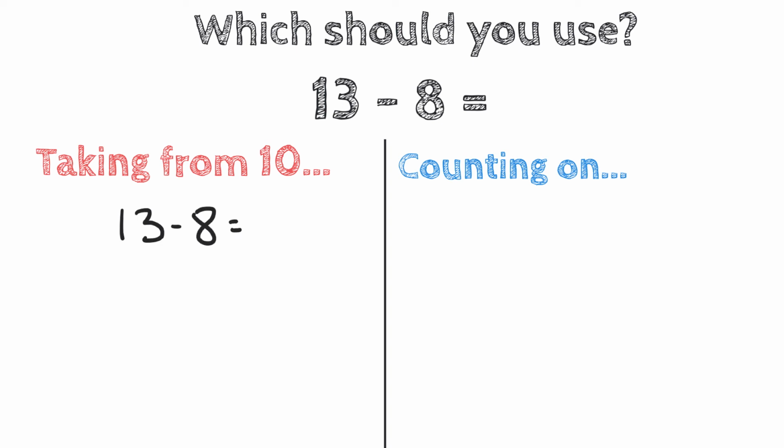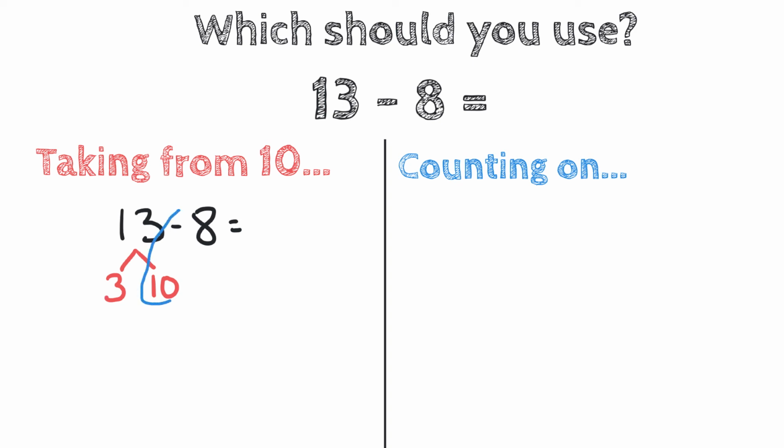Now, we're going to take from 10. So what's the first step we do when we take from 10? That's right, we make a 10 to take from. So we're going to make our mini number bond here, and we're going to take 10 out of that 13. Once we take 10 out of the 13, how many do we have left on this side? Yep, that's right, 3. So go ahead and write your 3 down.